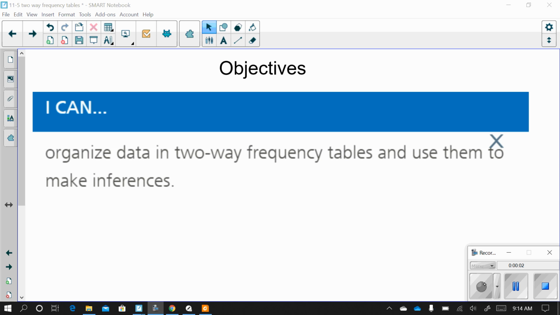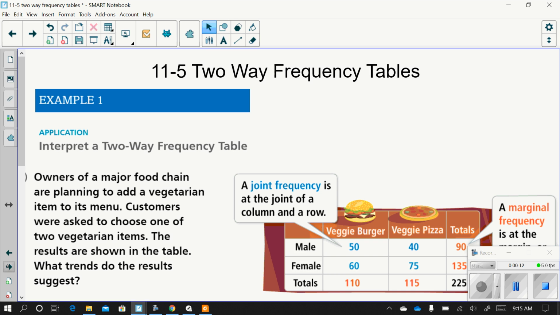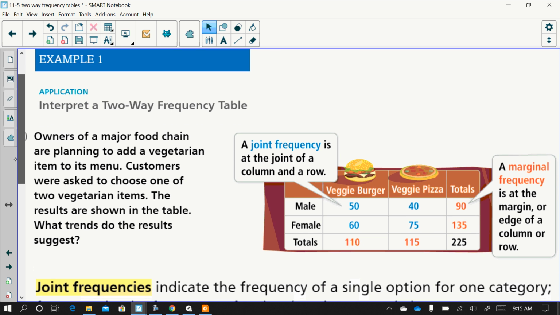Hey guys, today we're going to be covering 11-5. Our objectives: we're going to organize data in two-way frequency tables and use them to make inferences. So, last section in the chapter, 11-5. Two-way frequency tables. Let's dive right into a problem.